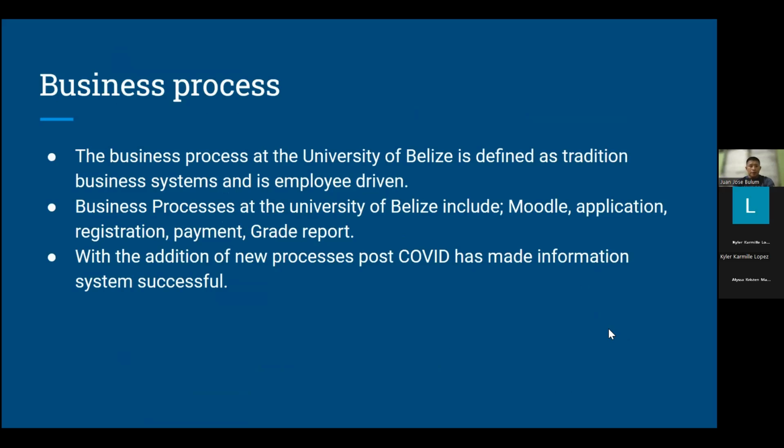Business process. The business process at the University of Belize is defined as a traditional business system and is employee-driven. Business processes at the University of Belize include Moodle application, registration, payment, grade report. With the addition of new processes, post-COVID has made information systems successful.